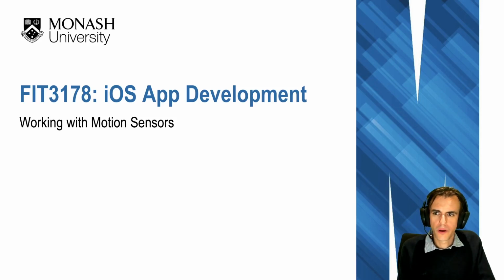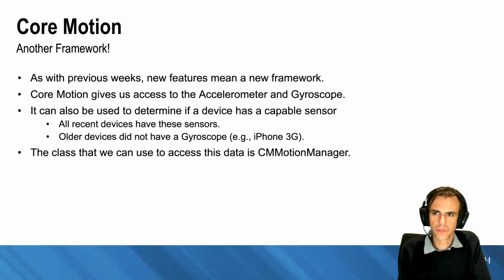Hello, I'm Michael Eyebrow, and in this video I'm going to give you an introduction to working with motion sensors in iOS. So we're going to be using another new framework for this. In this case the framework is called Core Motion, and it gives us access to various motion related sensors. So an accelerometer, a gyroscope, and where devices have them, magnetometers and altimeters.